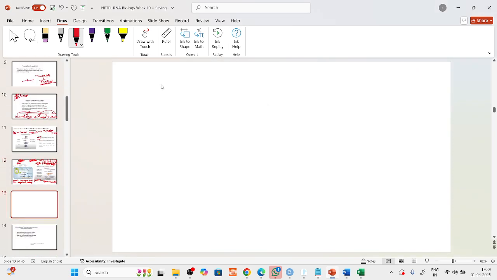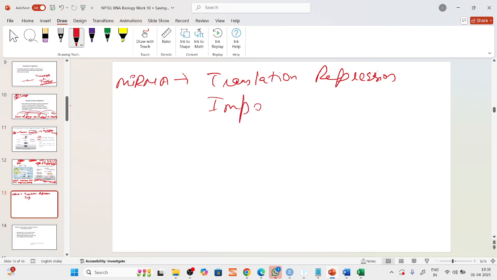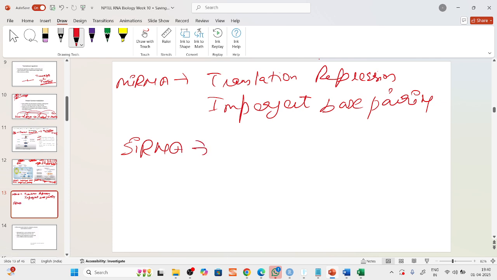So miRNA will thus cause translation repression because it has imperfect base pairing. Whereas siRNA will cause target cleavage.